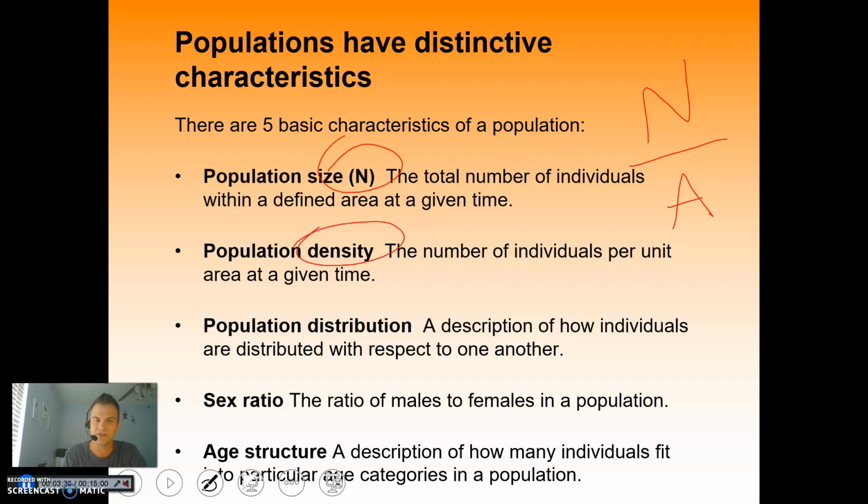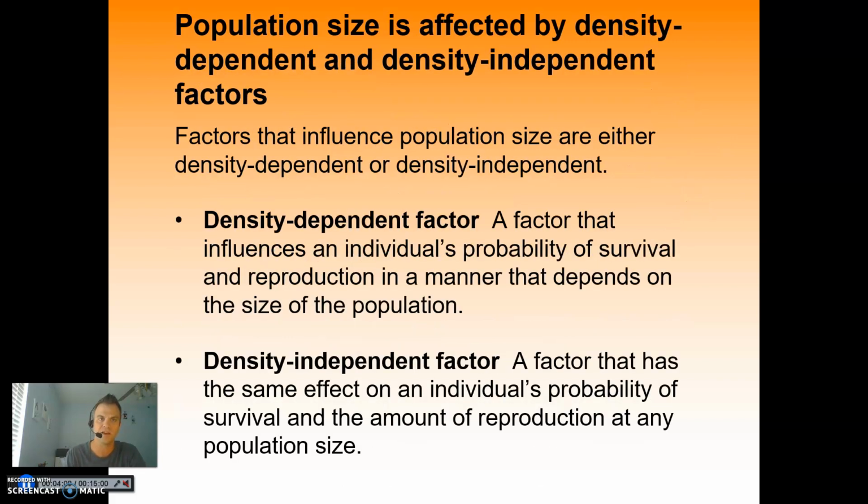The sex ratio is the ratio of males to females in a population. That's important for how the population reproduces. And the age structure is a description of how many individuals fit into a particular age categories in a population. So what proportion are 0 to 5 years old? What proportion of the population are 5 to 10? So on and so forth. That's huge when we talk about human populations, especially. So that will be big in the next chapter, will be the age structure.